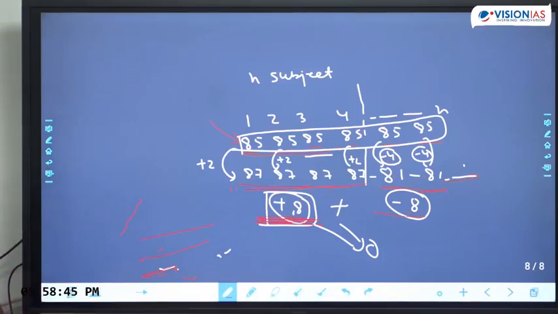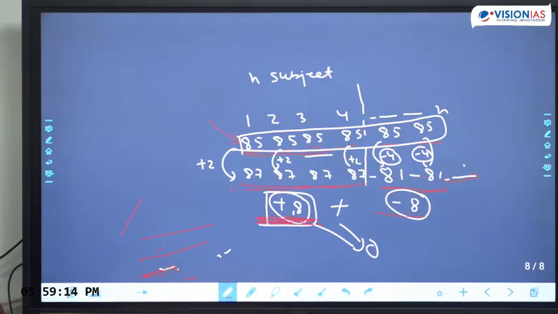Otherwise, please tell me if you have any doubt here. Got it. Great. Yashashvi, I think now this is clear.